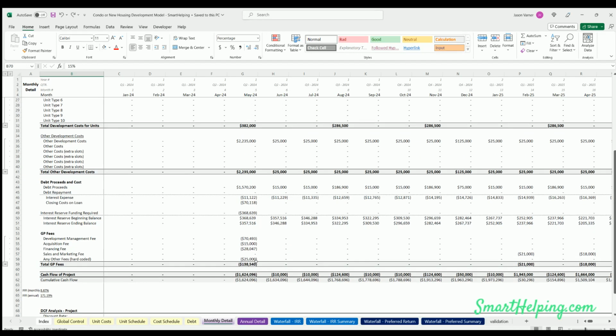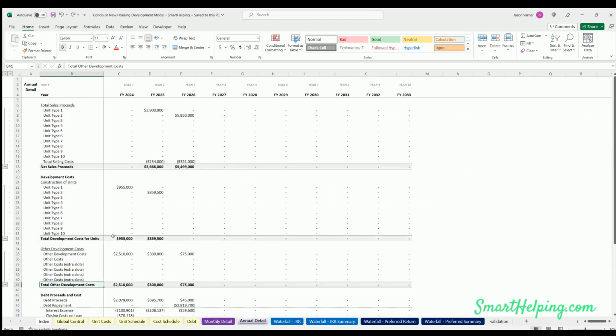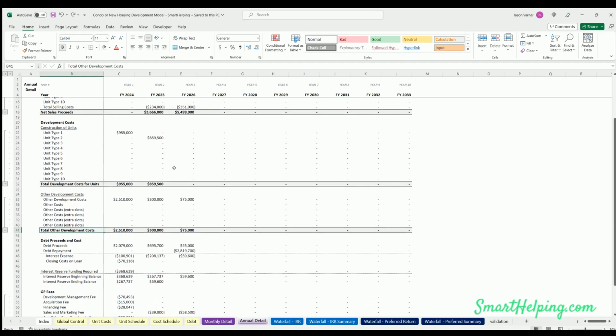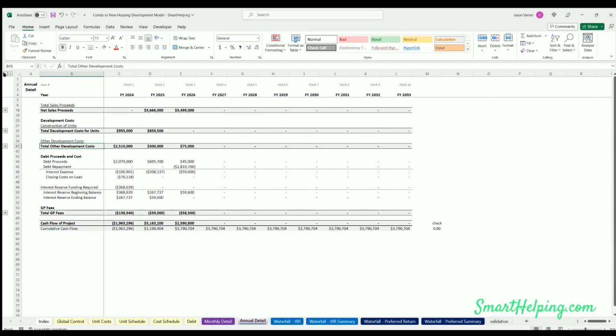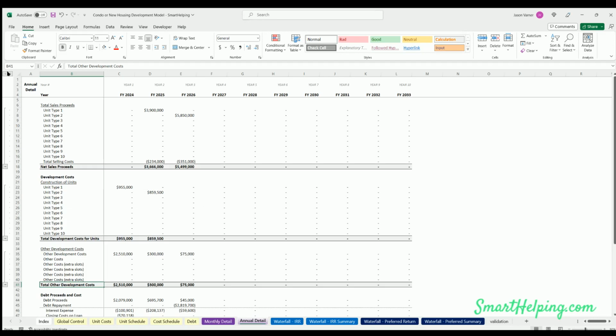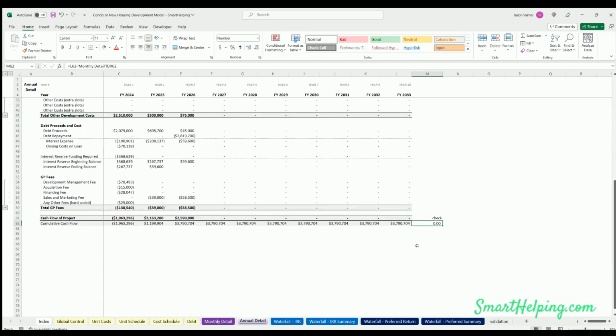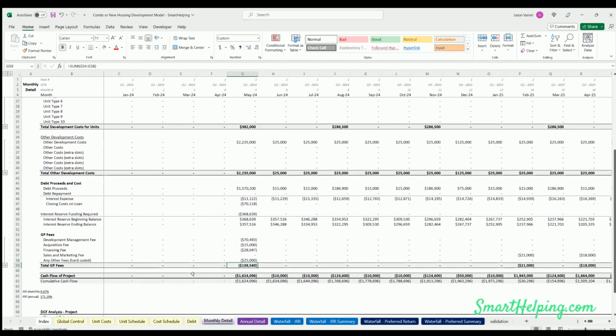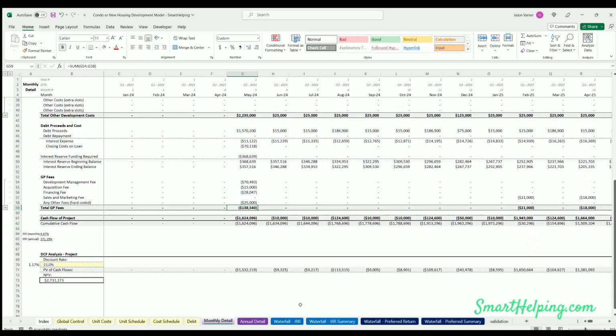Okay, so there's that. We've got the annual detail that goes over everything we just did, but on an annual basis, so it's a little bit easier to visualize what's going on. You can also group these and hide them so you can see everything in one page real quick. The check there is just making sure the monthly and annual details come up with the same number, which they should. What else do we have here? Okay, so we got monthly, annual detail, fees.